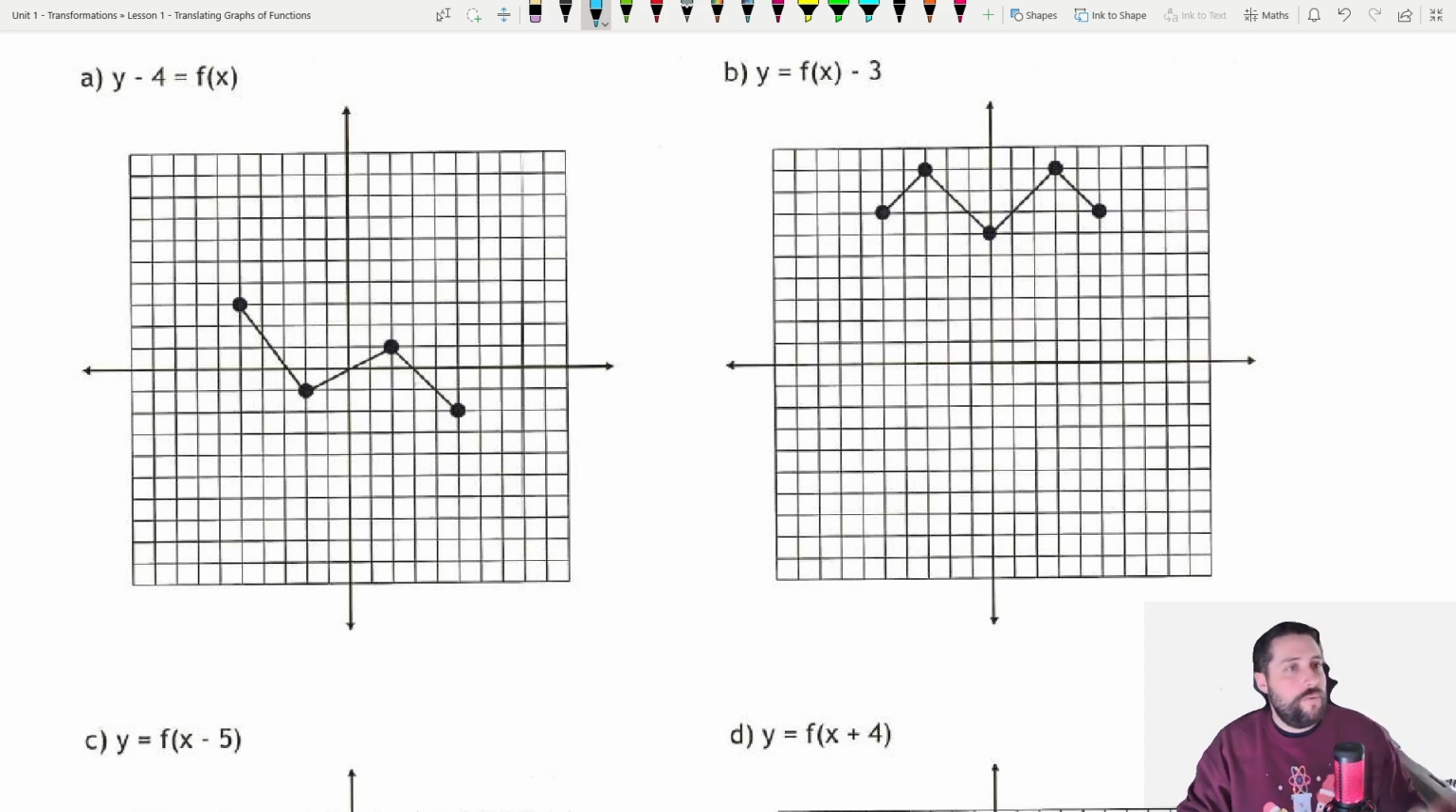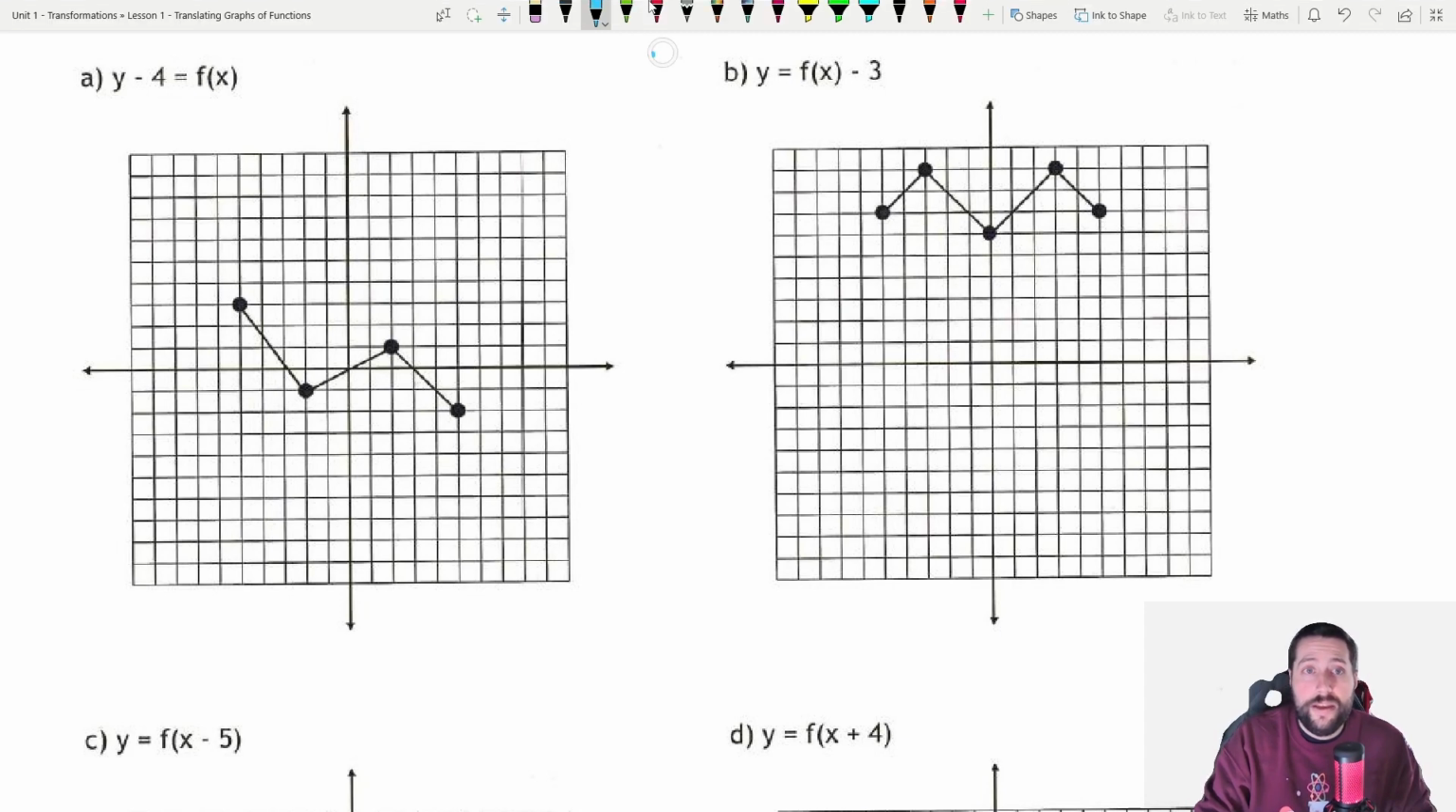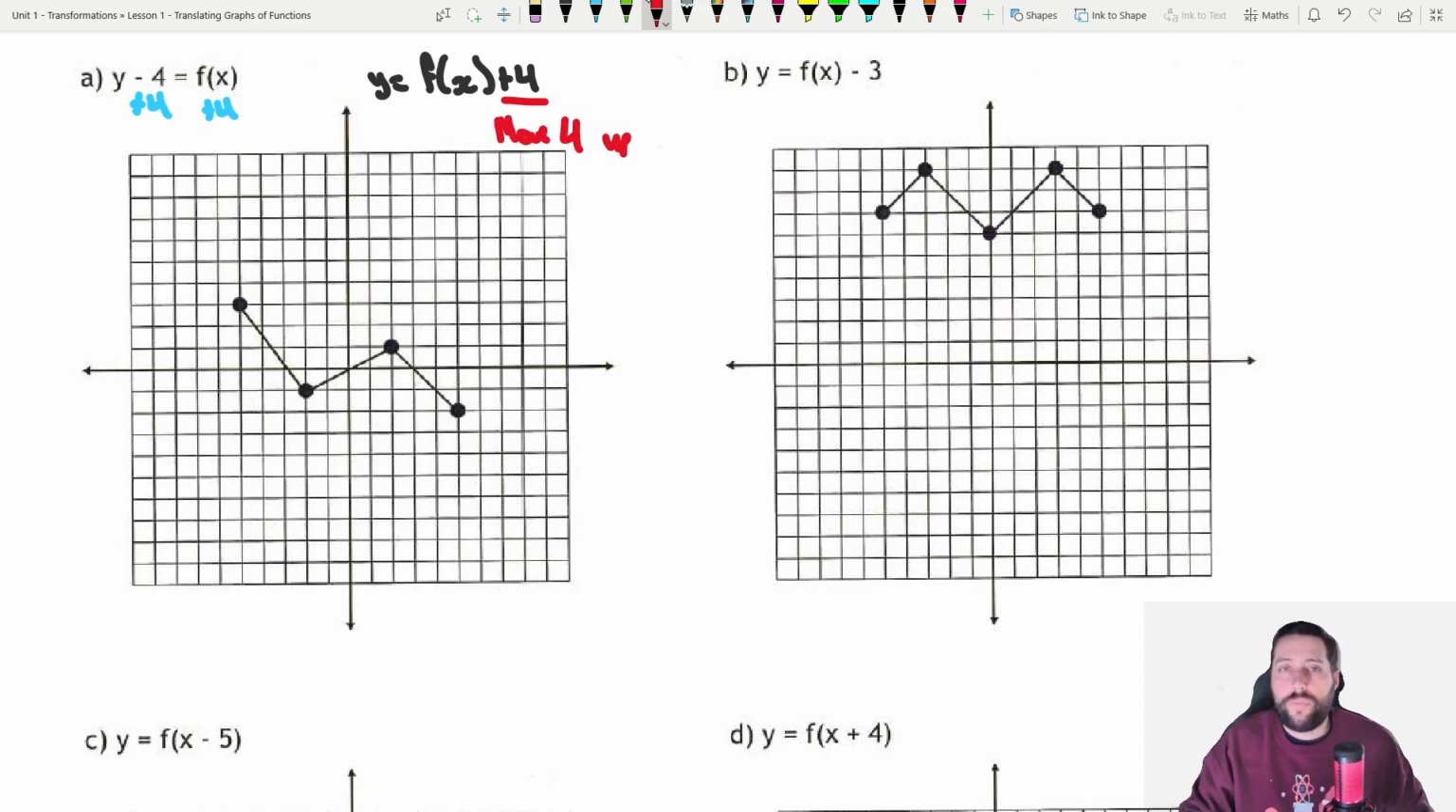All right, we have the first one, y minus 4 is equal to f of x. Before we do anything, we are going to move that 4 over, so we add 4 to both sides. Now we get y is equal to f of x plus 4. This plus 4 means we are going to move 4 up. So all these points that are graphed, we're just going to move them 4 up.